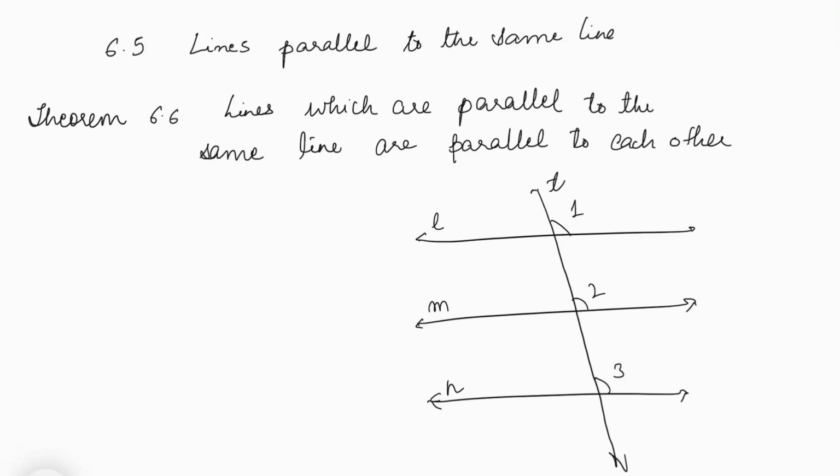Let's look at section 6.5, lines parallel to the same line. There is a theorem here. Lines which are parallel to the same line are parallel to each other. So in this figure, let's say L and M are parallel to each other, so L is parallel to M, and let's say M and N are also parallel.